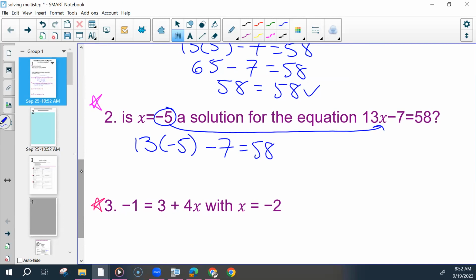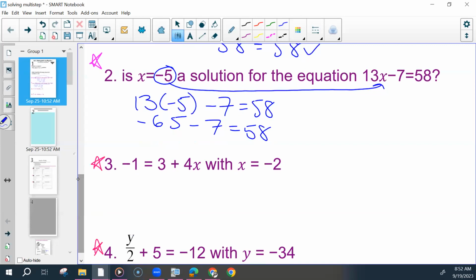We know this would be -65. We subtract 7, this would give us -72. Which does not equal 58, so this is not a true solution, this could not be the answer to this problem.